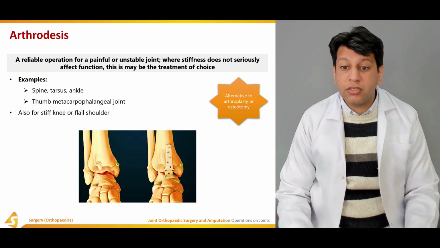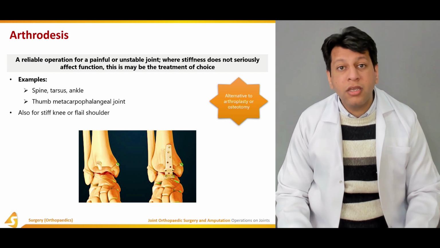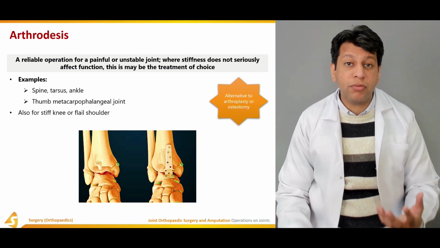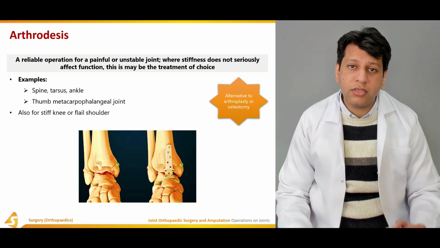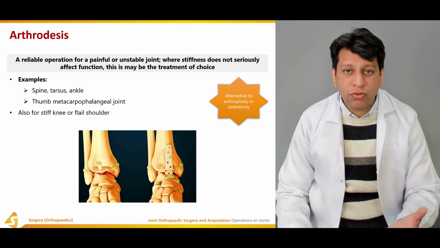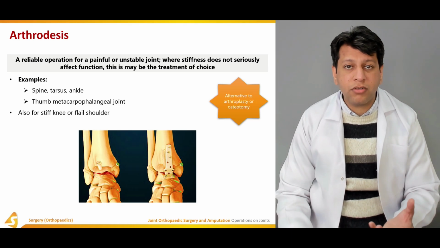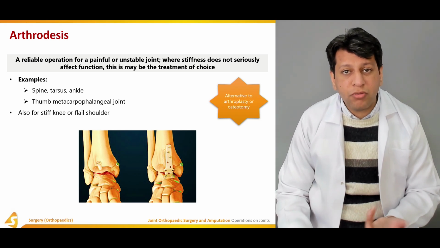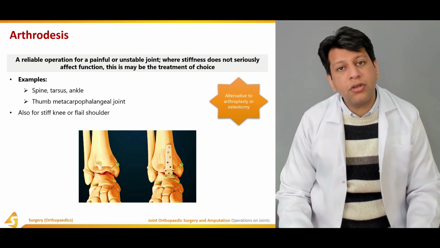Alternative to arthrodesis is arthroplasty or osteotomy. Usually in case of knee and hip, the first preference is to go for arthroplasty, but there are always conditions in which it is so infective and the patient is going to be so problematic that you cannot go for arthroplasty. Then the best option is to go for arthrodesis.